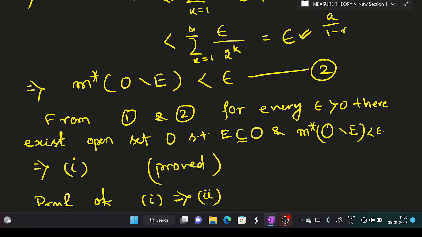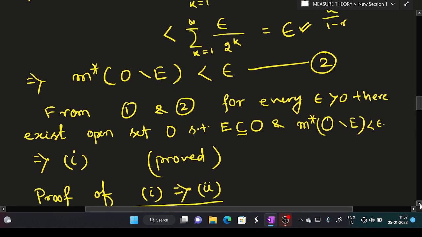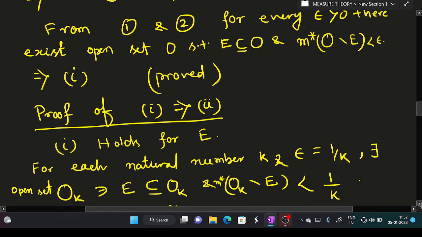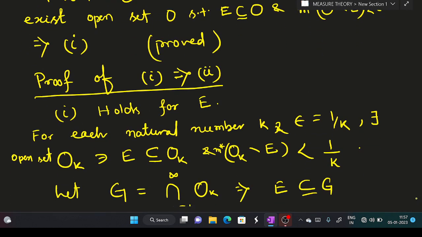So from 1 and 2, for every epsilon greater than 0, there exists an open set O such that E is a subset of O and the outer measure of O difference E is less than epsilon. That is, E measurable implies the first condition I holds true. So we have got one part done. Now the first condition implies the second condition. So what is the first condition?